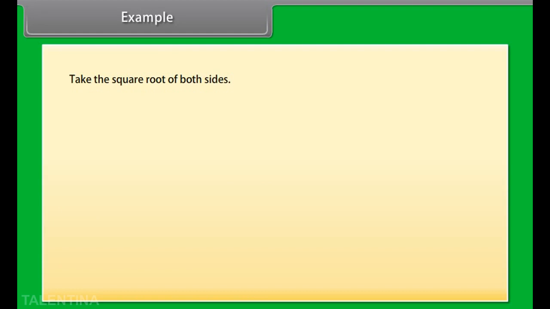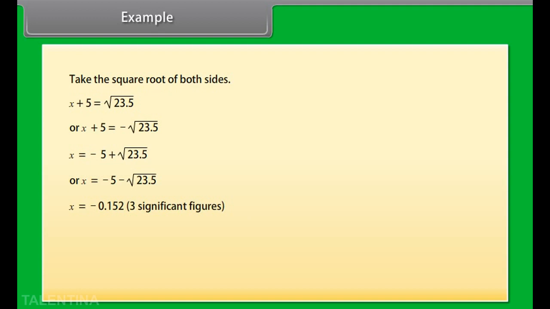Take the square root of both sides. x + 5 is equal to √23.5 or x + 5 is equal to −√23.5. x is equal to −5 + √23.5 or x is equal to −5 − √23.5. x is equal to −0.152 to three significant figures, or x is equal to −9.85 to three significant figures.